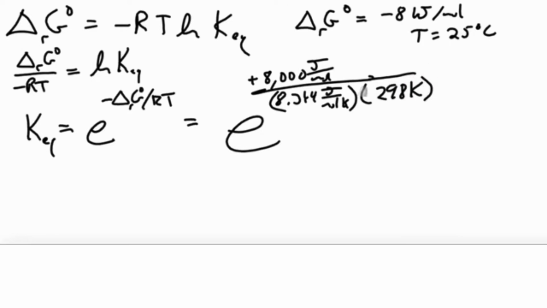Okay, so you can see how everything cancels, which is good because you can't have units inside an exponential. Moles cancel moles, kelvins cancel kelvins, joules cancel joules. Okay, very good. So when we punch that in, we get that this is equal to 25. So that's the value of our equilibrium constant at 25 degrees. Now let's compare it to Q.